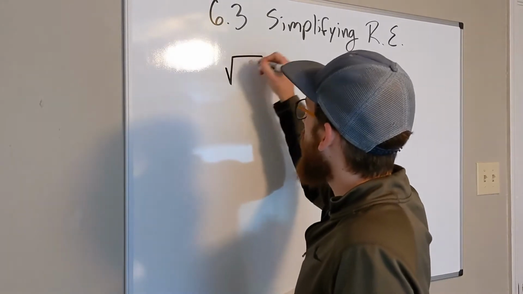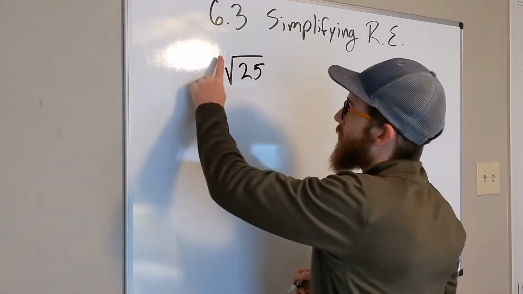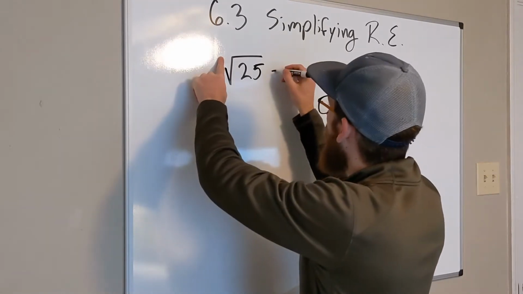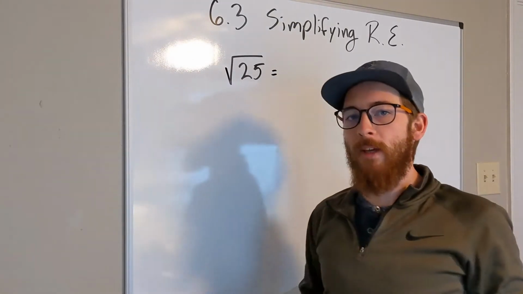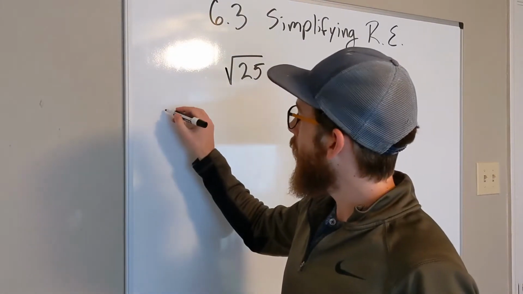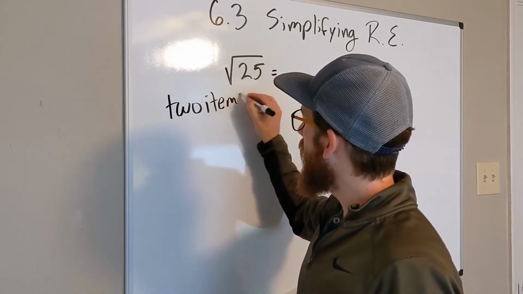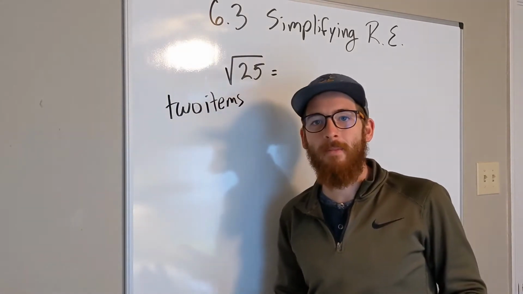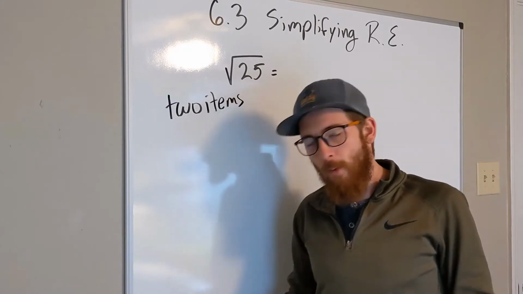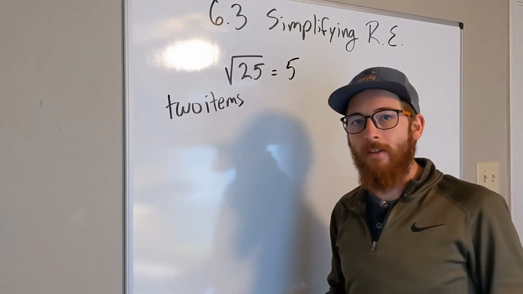If I have the square root of 25, well, it's a square root, okay? So that basically means we're looking for two items that are the same, that give me 25. And we know that the square root of 25 is 5. But why is it 5?